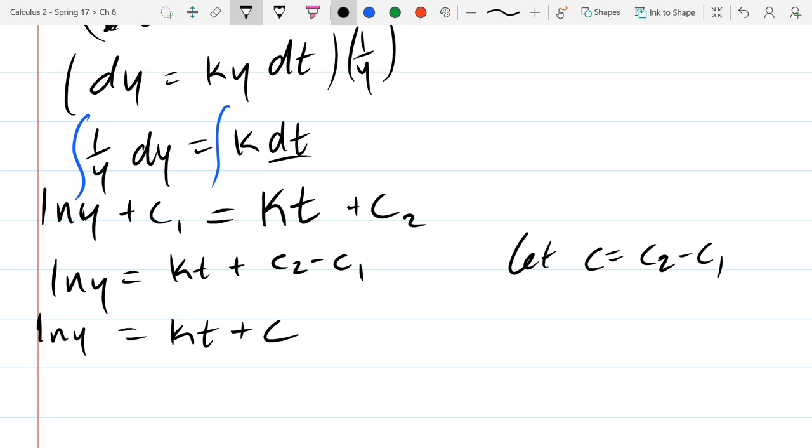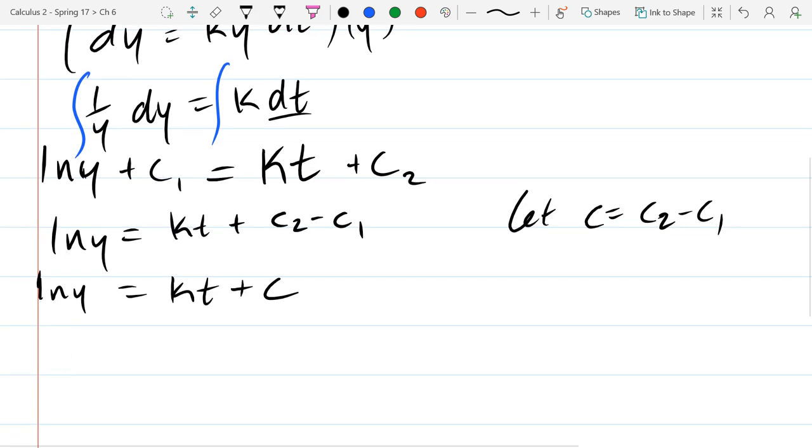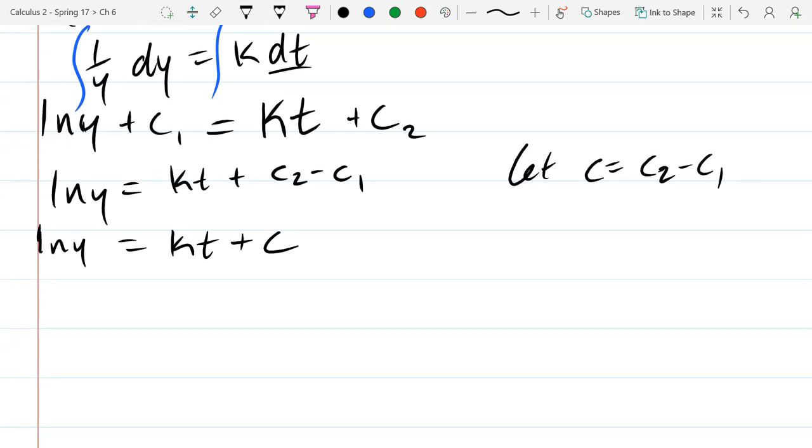So what this means is anytime you integrate both sides of an equation, you can just do a plus c on one of the two sides. You don't have to do a plus c on each side. Technically, you get two constants, but you can just look at the difference of the two constants, and that's your new constant.